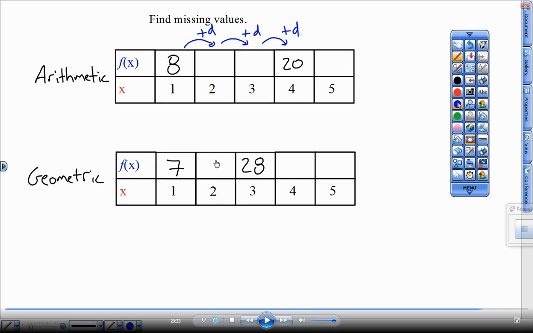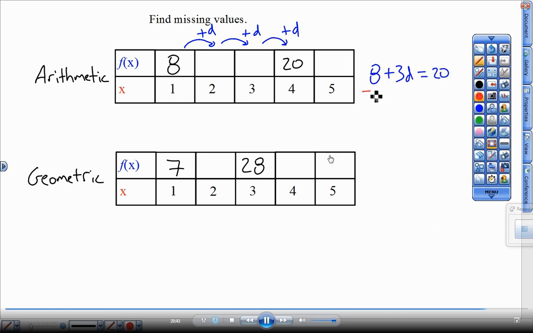If it's geometric, I'm finding how many R's I'm timesing. This is 8 plus this D plus another D plus one more D. So you can tell from 8 to 20 to set up the equation goes from 8 plus 3 of those D's, we write 3D equal to that 20. So if I take away 8 on both sides, that gives me 3D equals 12. Divide both sides by 3, gives me the common difference is 4.